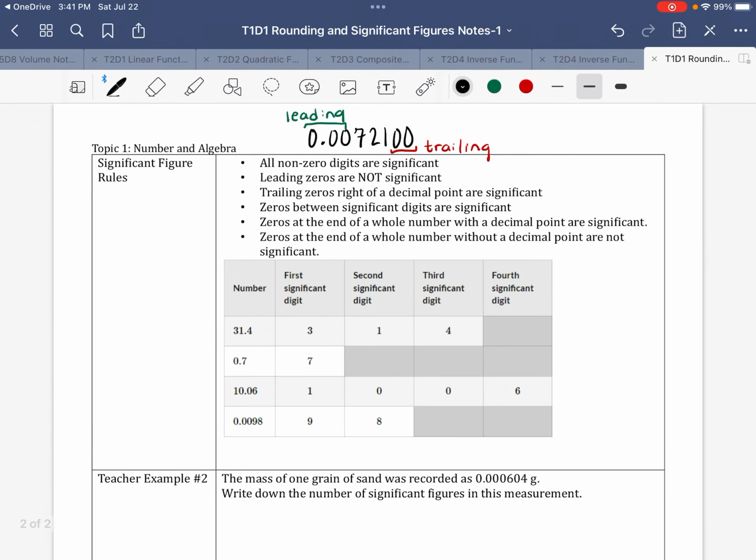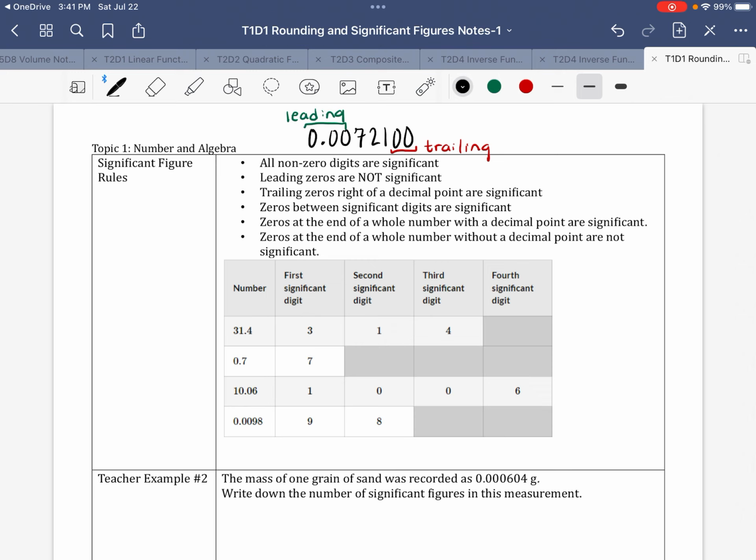There are some rules that we need to abide by when we're going over significant figures. When you look at a number and it's asking how many significant figures there are, we can figure that out by following these rules. Pretty much, if it is not a 0, the number is significant. Leading zeros are zeros in front of your first non-zero number. So if you look here, 0.0072100, the first 3 zeros are considered leading zeros.